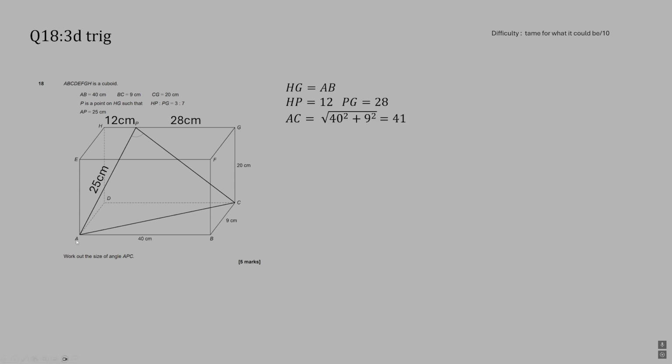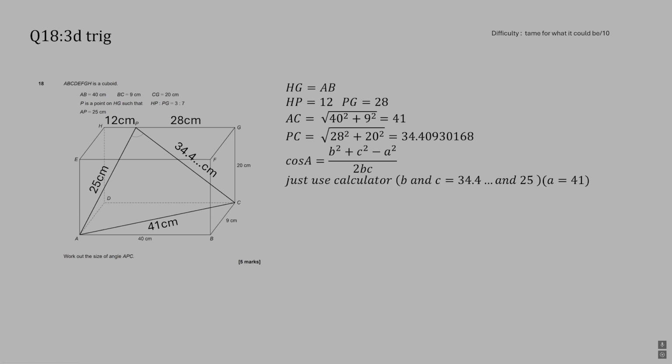Now we can find AC, which is this line here, by just using Pythagoras, and we can label that. And now we can find PC by also using Pythagoras, and you get this long number here. And now we're going to use inverse cosine rule to find this angle it's asking us to find. And we're just going to use the calculator, set these values here. You know that A is the value that is opposite to, so 41 will be the A value, and you get APC equals 85.73 degrees.